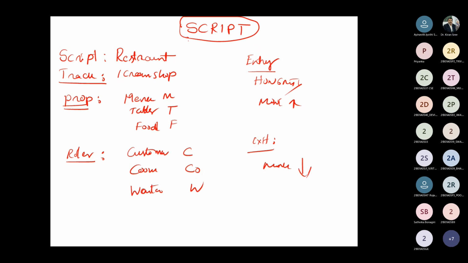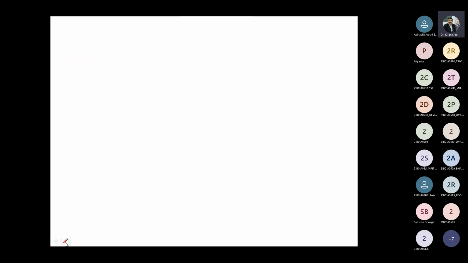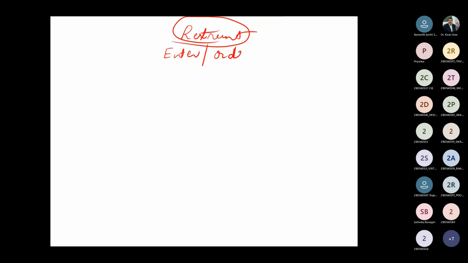That's what I have done in the class, and the same thing I will do again here. I have something called a restaurant script, where I have scenes: I enter into the restaurant, I order some food, and then consume the food. Assume that you have 3 scenes.